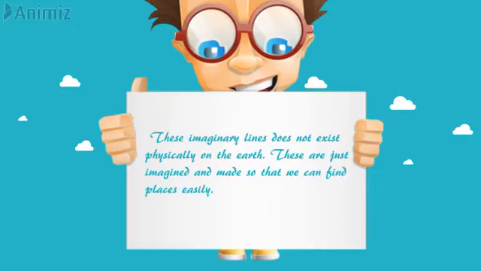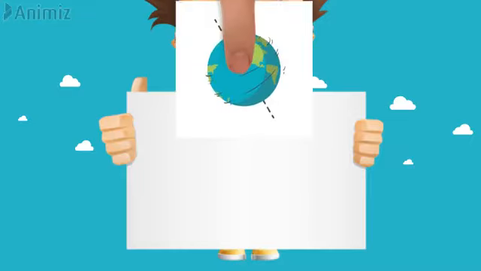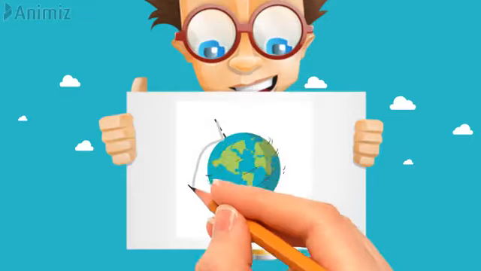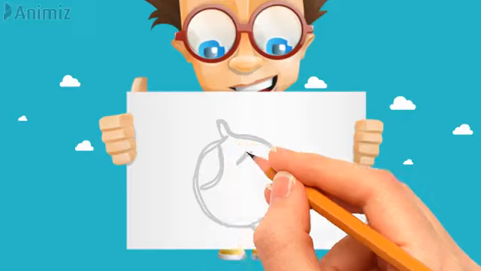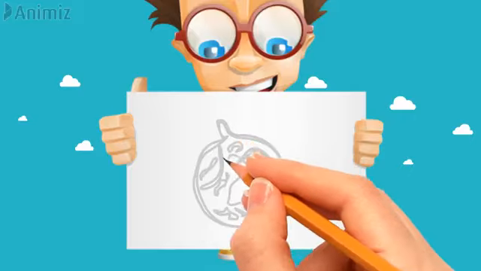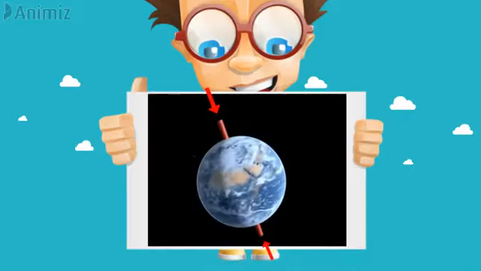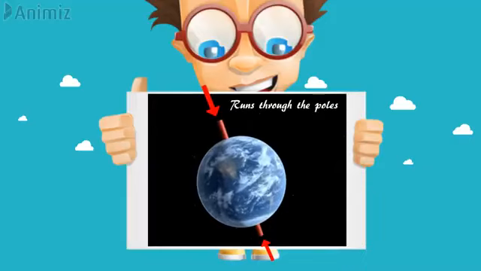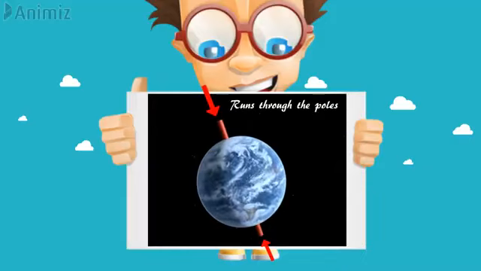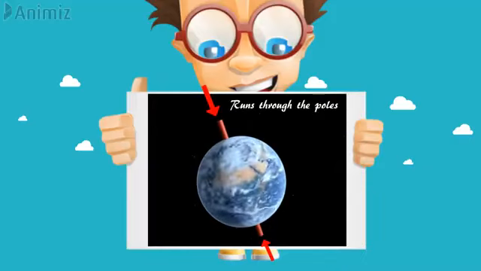It is believed that the earth rotates or moves around its own axis. Now what is an axis? Axis is an imaginary straight line that runs through the poles, and around this straight line the earth keeps on moving.